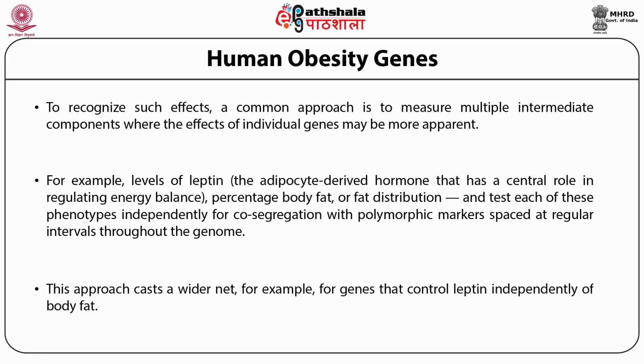This approach casts a wider net, for example, for genes that control leptin independently of the body fat. It also has important practical implications as the ratio of visceral to subcutaneous adiposity affects morbidity independent of overall BMI. Theoretically, genetic interactions can be recognized by testing for simultaneous association between multiple loci and the disease phenotype. But in practice, this approach is more easily applied to experiments based on inbred strains of mice.